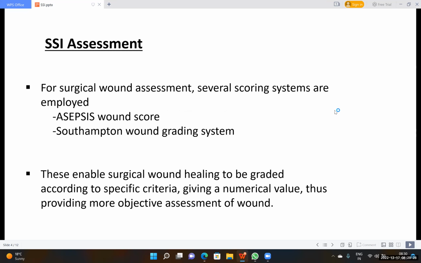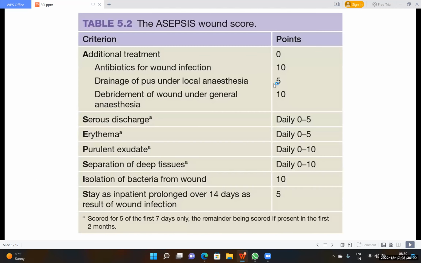SSI assessment. For surgical wound assessment, several scoring systems are employed, like the ASEPSIS wound score and the Southampton wound grading system. These are the assessment scores which enable us to grade the SSI by different criteria, and we give a numerical value to these wounds, and this gives us a more objective assessment of the wound. Now here we can see the ASEPSIS wound scoring.